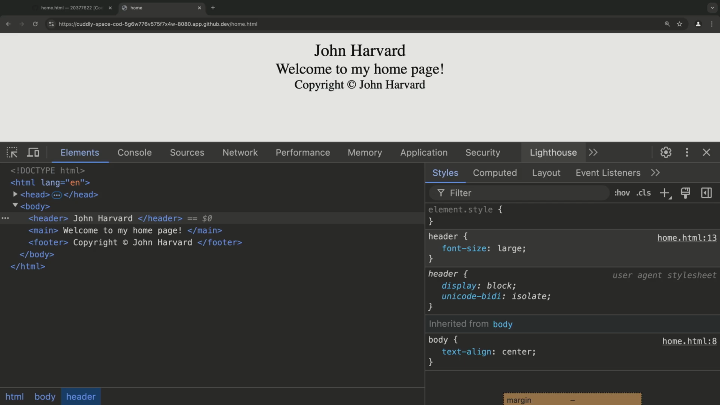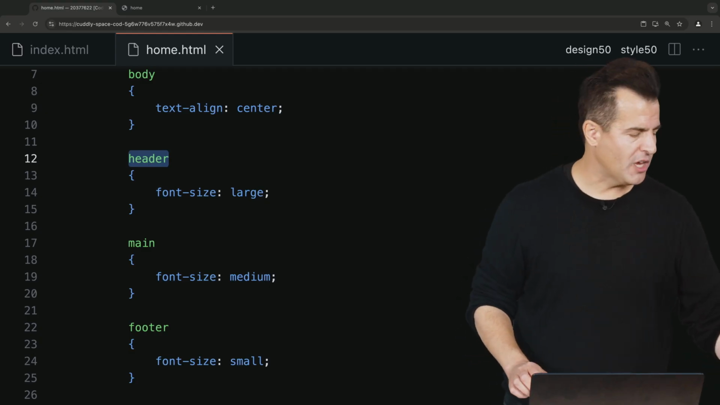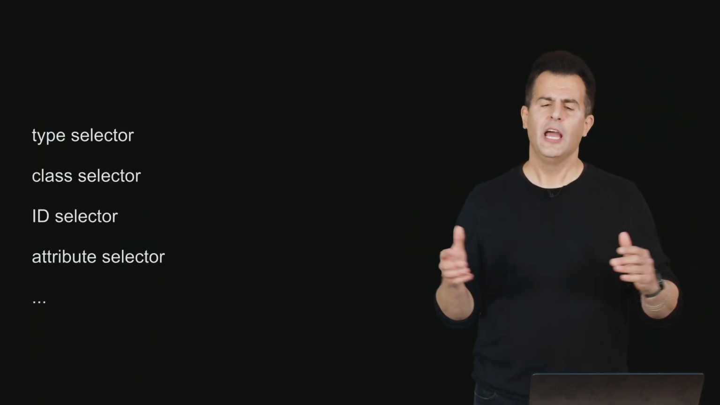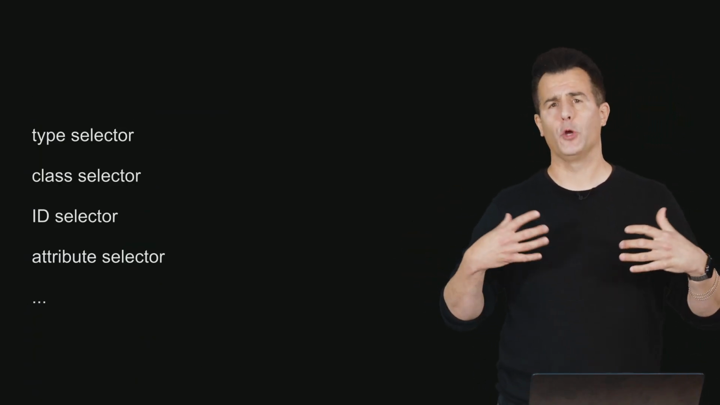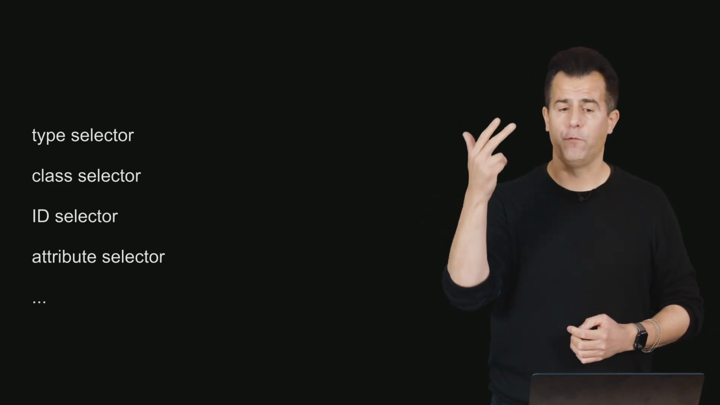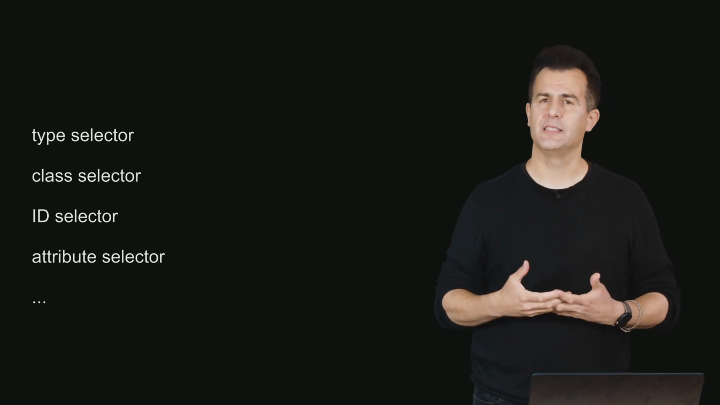Let me go back now to VS Code, and let me propose to introduce another way of selecting elements. Previously, I mentioned there was this whole list, and what we've just done is select things by way of their type. The type of the tag was body, or header, or main, or footer. But there's these things called classes in CSS too.